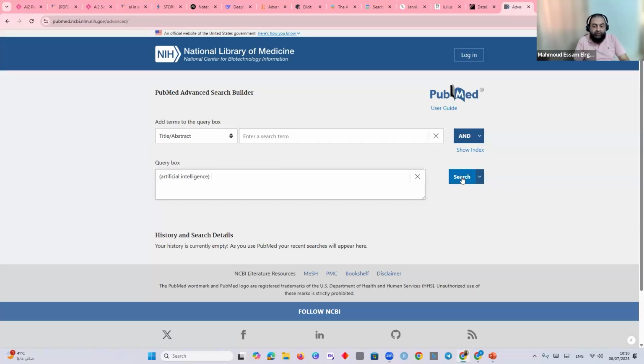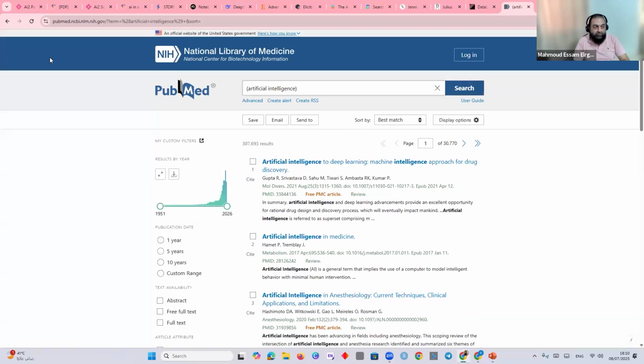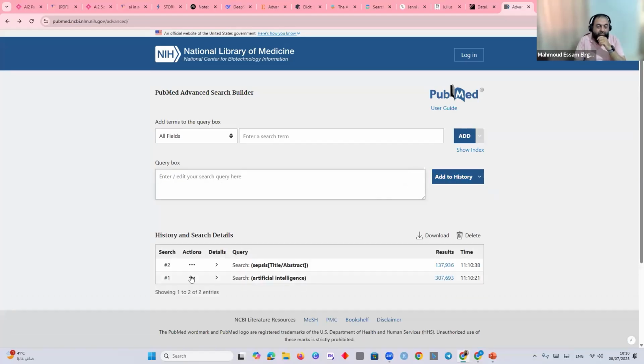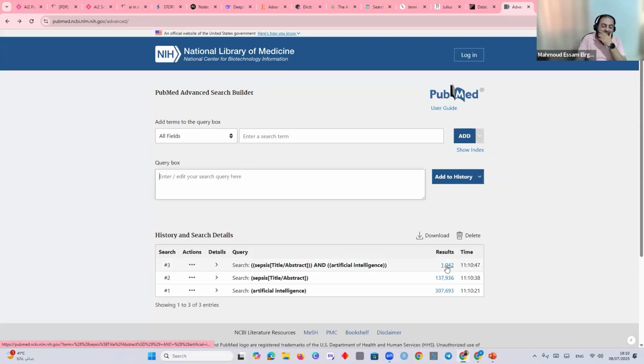or you can just type down artificial intelligence. Sorry, you can add to history artificial intelligence, okay, and then you type down sepsis in the title of abstract, add it to the history, and then you add the sepsis and you add with and the artificial intelligence and you add to history, and you will find you have around 1,000 results. And again, you can narrow down your search using the advanced search. Okay.